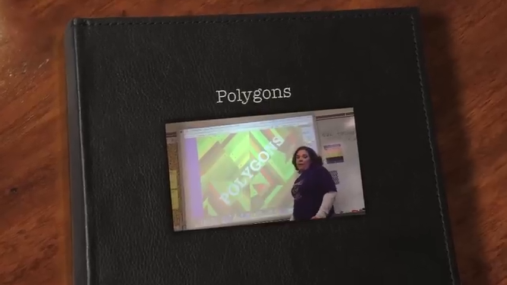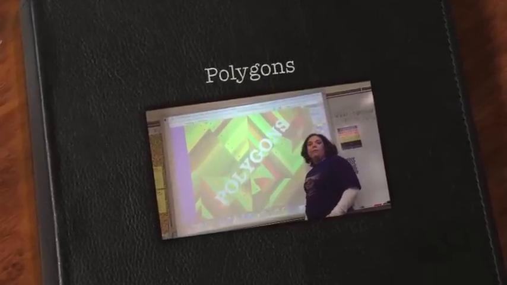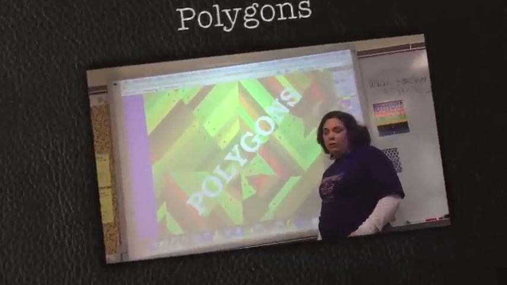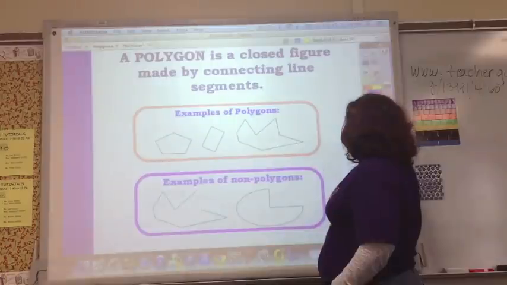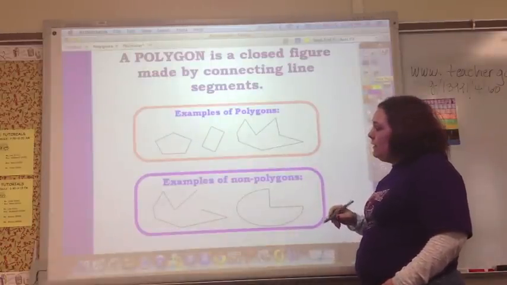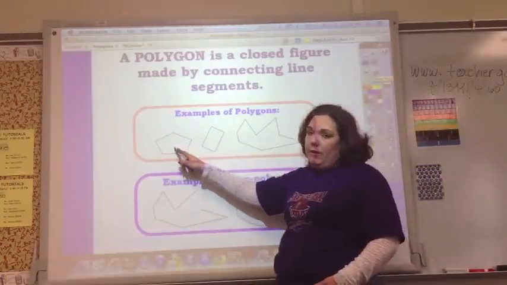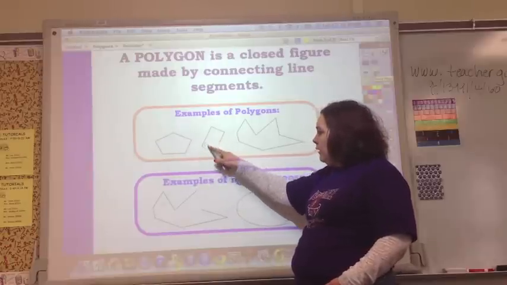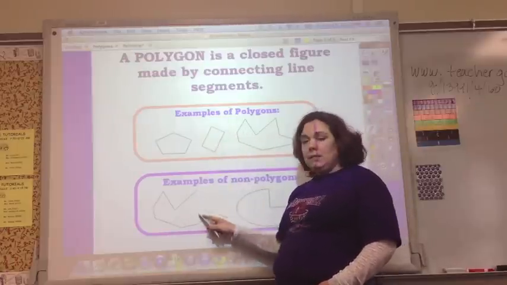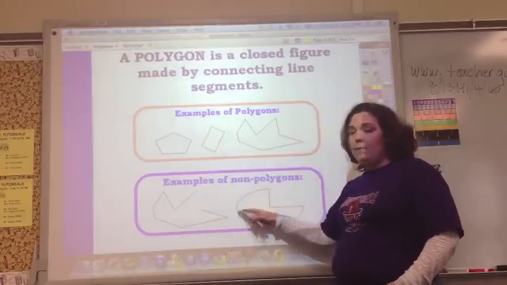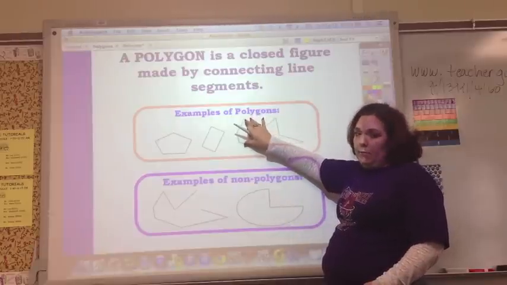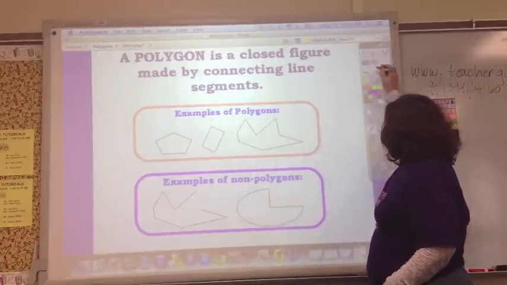This video is on polygons, and this is really just a review of terminology that you've been using since you were a little kid. A polygon is a closed figure made by connecting line segments. So this is a polygon. This is a polygon: closed, lines, polygon. This is not because it's not closed, and this is not because it has curves. So we're just looking at examples of these.